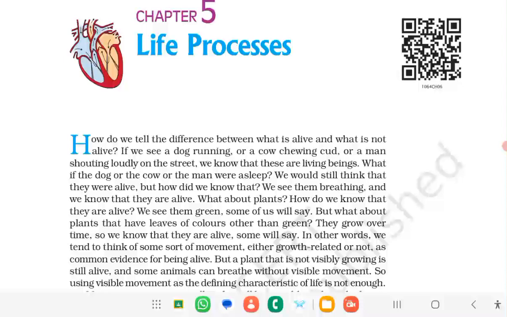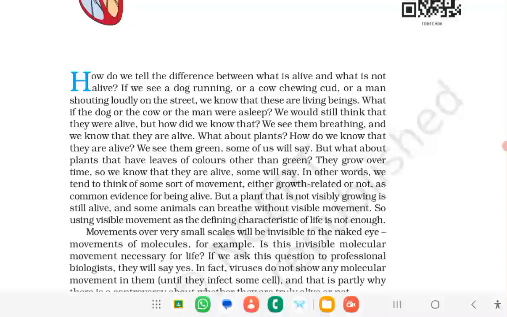If you see a dog running, or a cow chewing cud, or a man shouting loudly on the street, we know that these are living beings. What if the dog, or the cow, or the man were asleep? We would still think that they are alive. But how did we know that? We see them breathing and we know that they are alive.